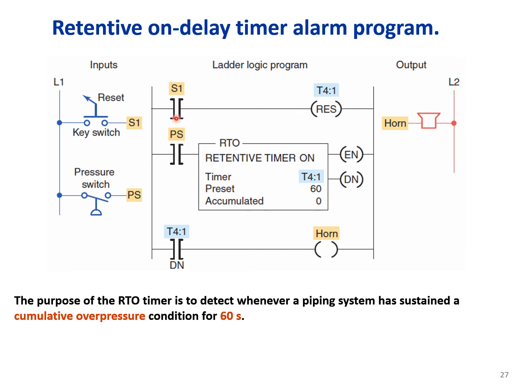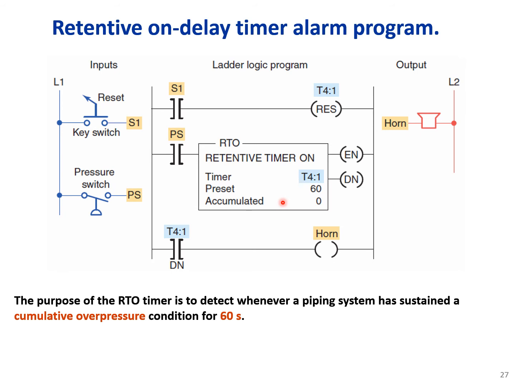So this is the pressure sensor. Every time that pressure sensor goes on, the retentive on-delay timer will start timing, and when it goes off, it will stop it. For example, let's say it goes on for 5 seconds and goes off after 5 seconds, then the accumulated time will be frozen at 5 seconds.